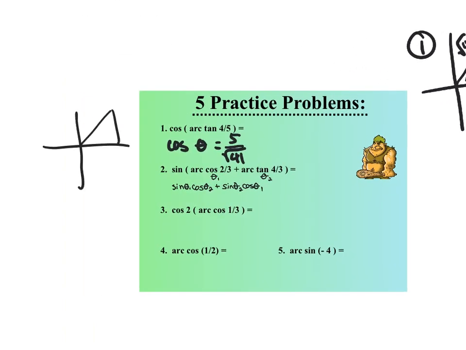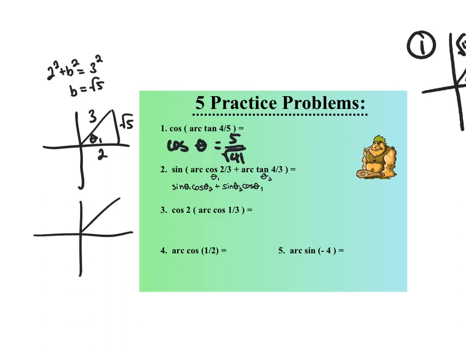So theta 1 said that the cosine is 2 over 3, which means that that missing side would be, let's do this, 2 squared plus b squared equals 3 squared. 9 minus 4. Yeah, I think it's the square root of 5. Okay, and then I need to make a second triangle for theta 2. And it says theta 2, the arctan is 4/3. So opposite over adjacent is 4/3. That's 16 and 9. Oh, it's a 3, 4, 5.